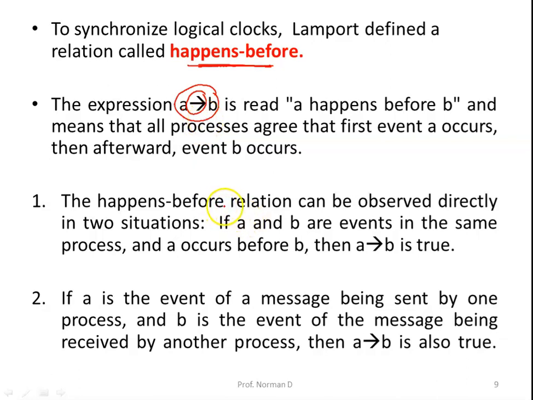Now this happens before relation can be observed in two situations. The first situation is if A and B are events in the same process and A occurs before B, then we say that A happens before B is true. The second situation is if A is the event of a message being sent by one process and B is the event of the message being received by another process, then A happens before B is also considered to be true.